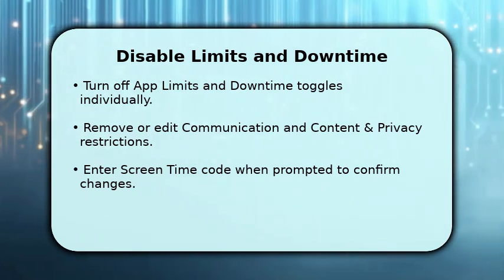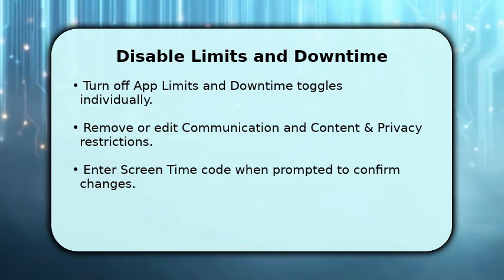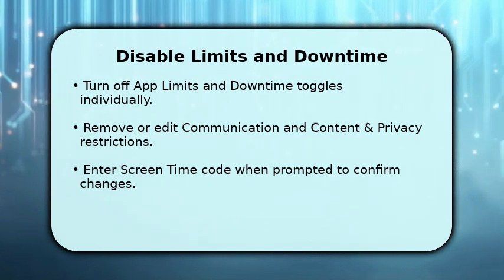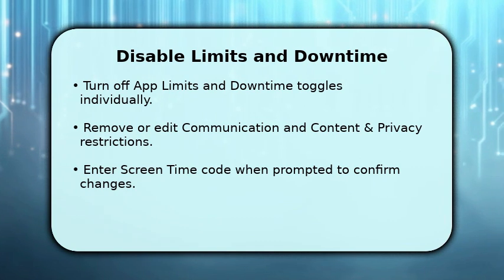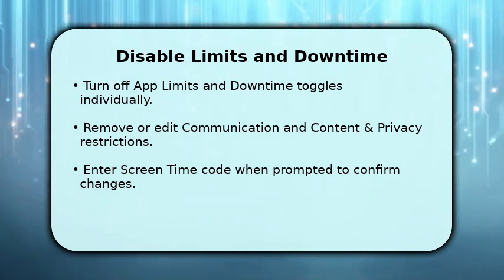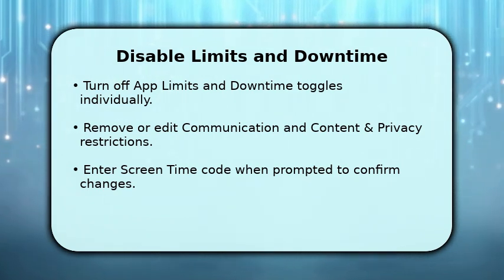Make sure to open content and privacy restrictions and either disable the switch or adjust specific settings. Some apps and features are controlled there. When prompted, enter the screen time code to authorize changes. This step ensures you really have permission to modify the parental controls and prevents accidental unlocks.